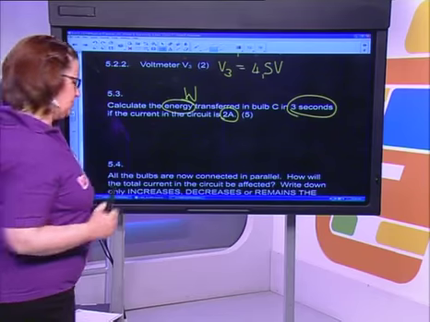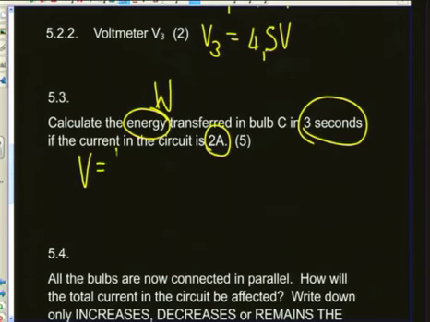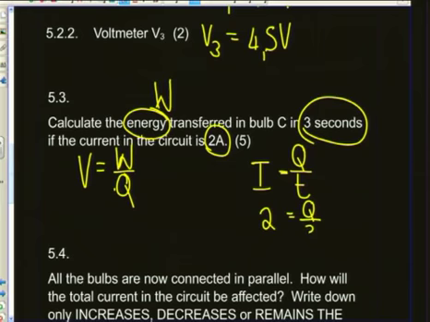You have a couple of equations. You know that V equals W over Q, and you know that I equals Q divided by time. We want W. I know V. It's 4.5. We just worked it out. I need Q. I can work Q out because I know I and I know t. So 2 equals Q divided by 3. So Q equals 6 coulombs.